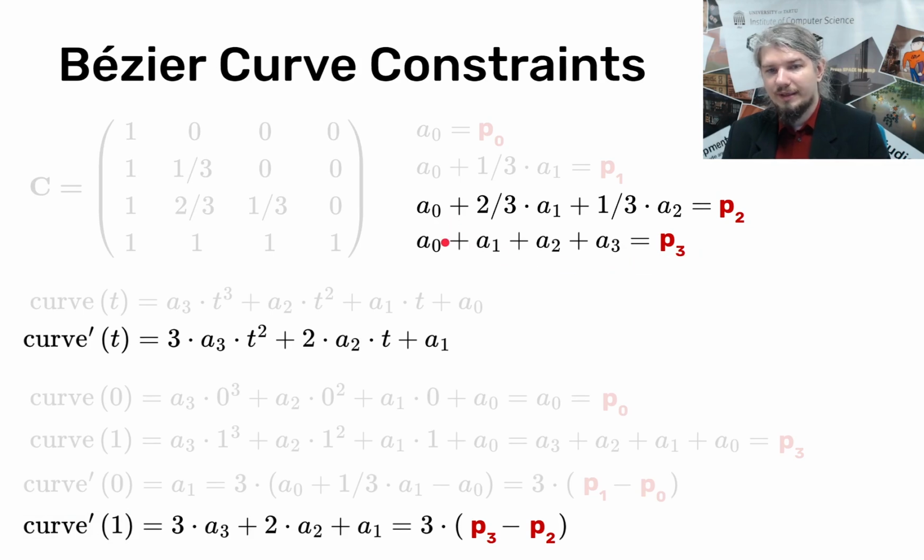Well, A0s will cancel out. And we will have like 1/3 A1 and 2/3 of A2 and 1 times A3. But the derivative we have for the quadratic equation here, this is 3 times larger than that subtraction. So the derivative at the end is also going to be 3 times the vector from P2 to P3.